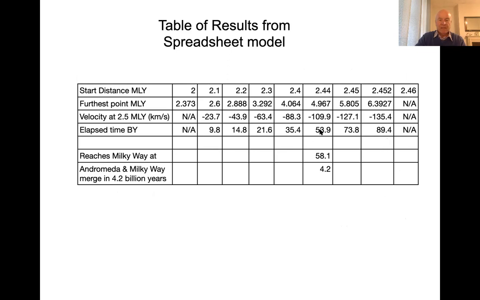And it's this column here, and you can then see that carrying on for a few more rows, you find that the distance of separation drops to 0 at 58.1 billion years, which is in 4.2 billion years time. So this seems consistent with projections that other people have made for the expected time of merger of Andromeda and the Milky Way galaxy.